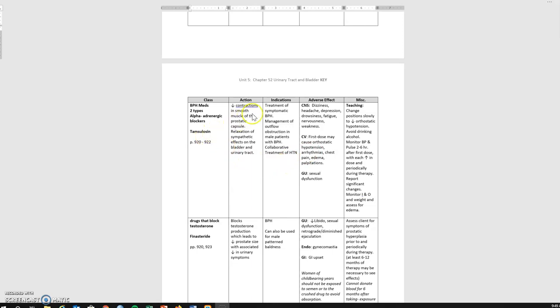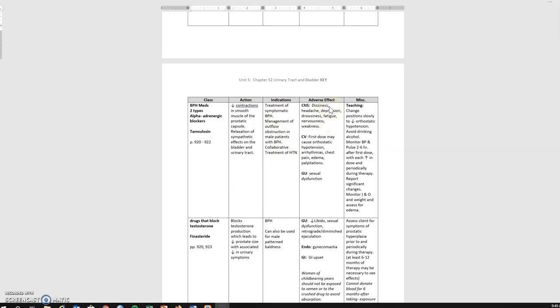Tamsulosin decreases contractions in the smooth muscle of the prostatic capsule, which relaxes that sympathetic effect and allows urine to flow more freely through the urethra. It is used to treat symptomatic BPH and to manage outflow obstruction in male patients with BPH. It can be used also to treat hypertension, but its primary use is for BPH.